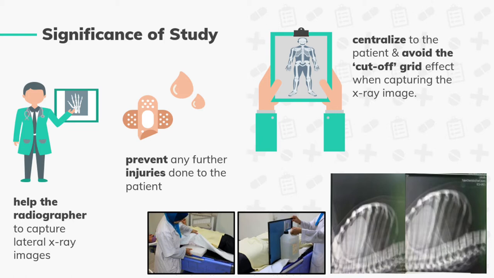As you can see in the picture below, the radiographer tries to put a polystyrene sponge underneath the patient's back. This can lead to a high risk of damage to the spinal cord. Lastly, it is to centralize the patient's X-ray image and avoid the cut-off grid effect when capturing the X-ray image. In the example of the X-ray image, the one on the right is using the assistive device and the one on the left is not using the assistive device. This happens because the X-ray cassette and the patient's body are not centralized.